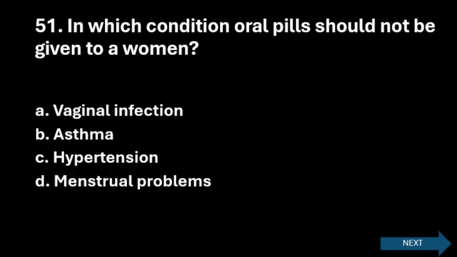Welcome back to the Mock Test Answer Key Explanation Series. Next question. In which condition oral pills should not be given to a woman? Option A, vaginal infection. Option B, asthma. Option C, hypertension. Option D, menstrual problems. The right answer is hypertension.